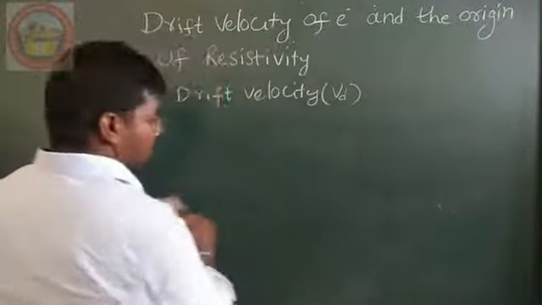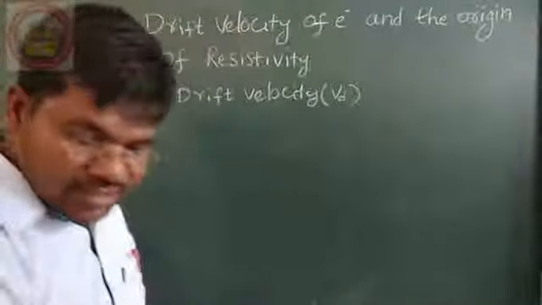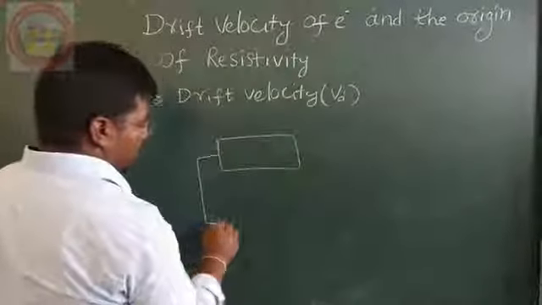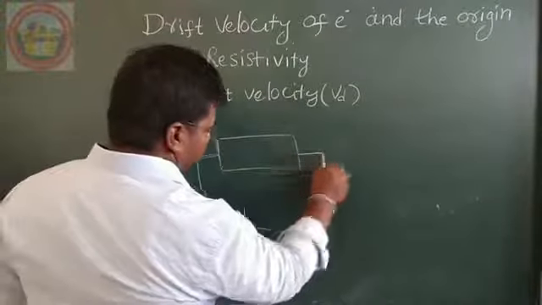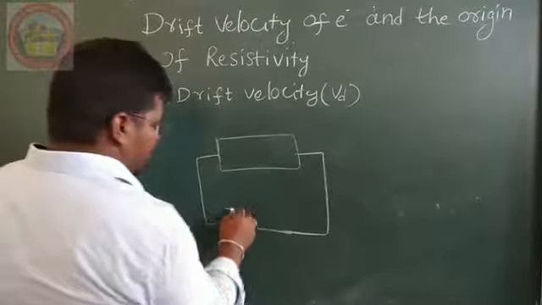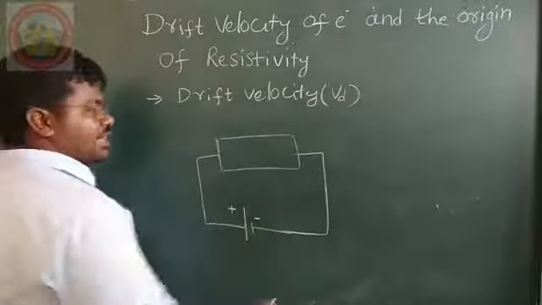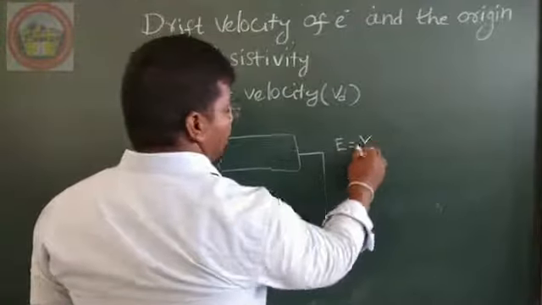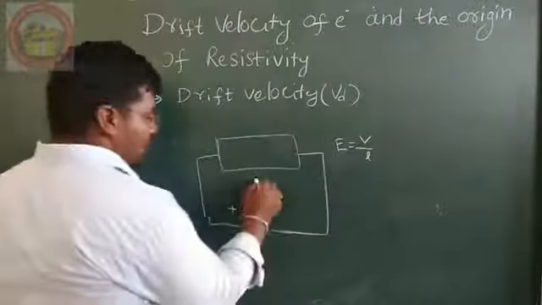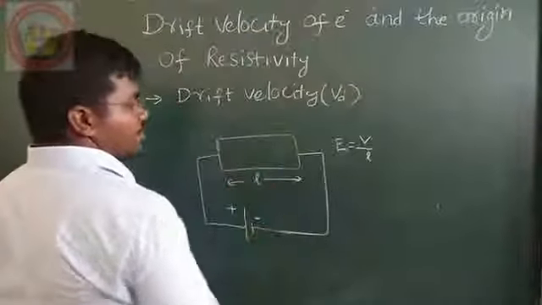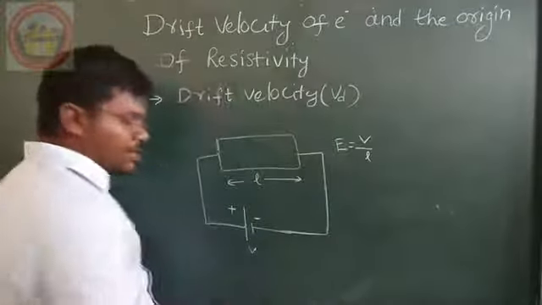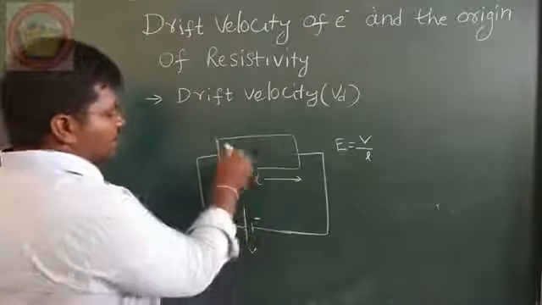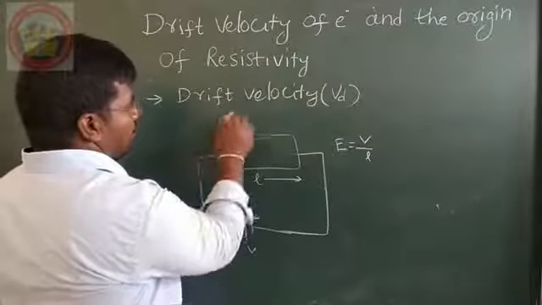Now we apply an external electric field E, which is equal to the potential difference per unit length of the conductor, where the length of the conductor is L. Here we apply the potential difference V. The direction of the potential difference is rightward. It is denoted V.